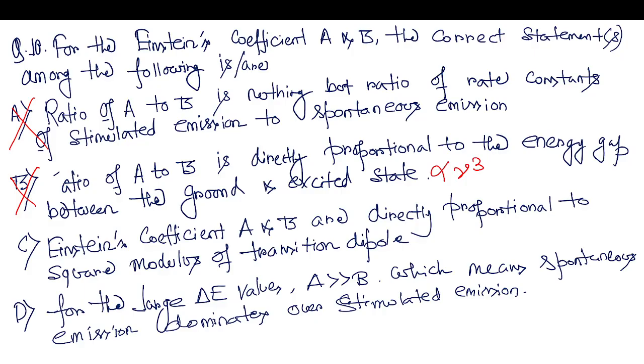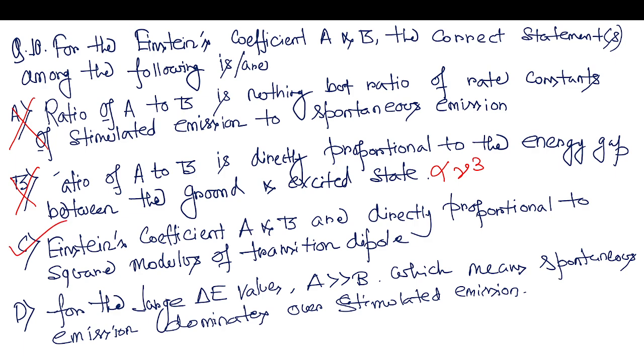Okay. So moving to the last two options. Einstein's coefficients A and B are directly proportional to the square modulus of transition dipole moment. It is very easy to say, because B is nothing but your rate of absorption, which is proportional to the square modulus of transition dipole moment. As B is proportional, then A is also proportional. So the option is correct.